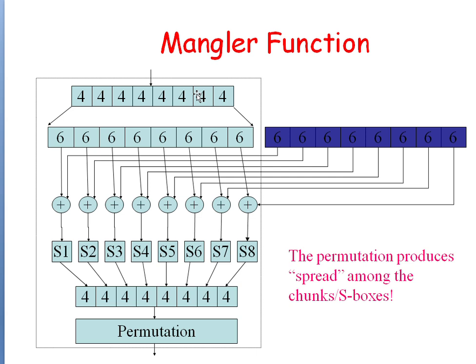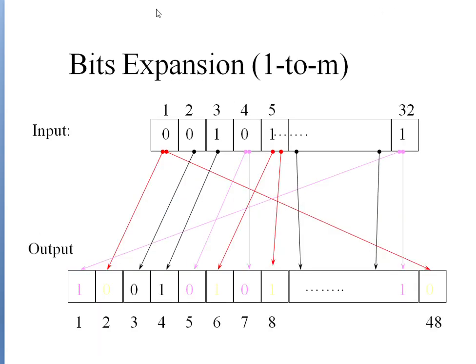This is the Mangler function. The expansion output of 48 bits is given to the function, and we get 32 bits as output. And this is the selection operator, the S-box. There are 8 S-boxes, S1 to S8. This is the substitution operation.